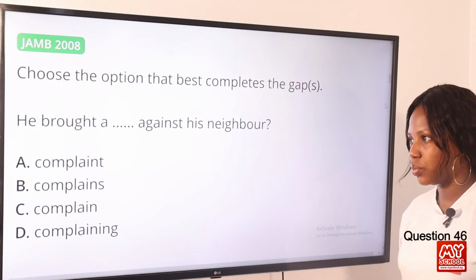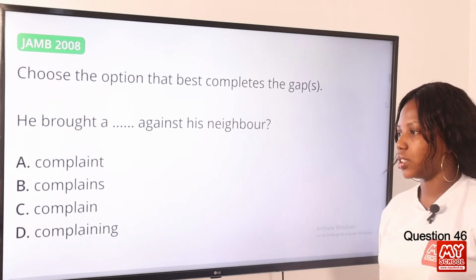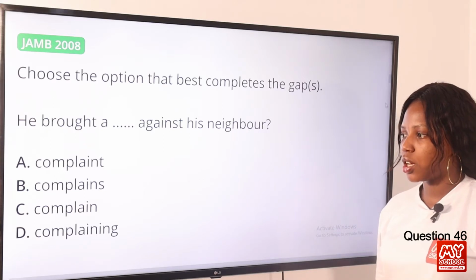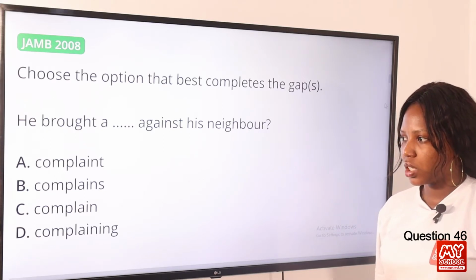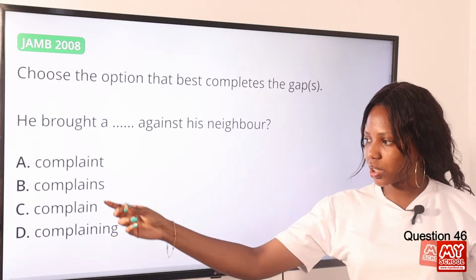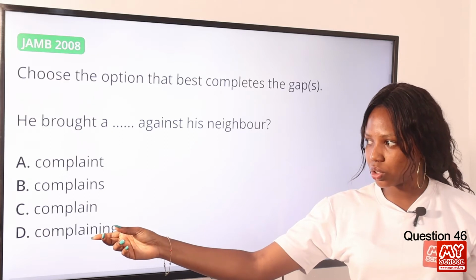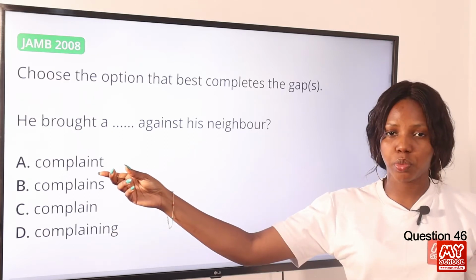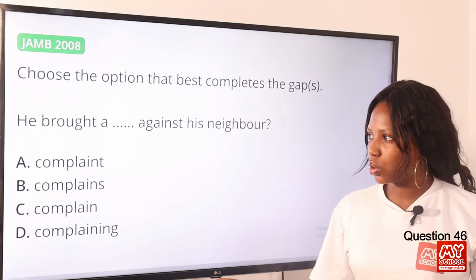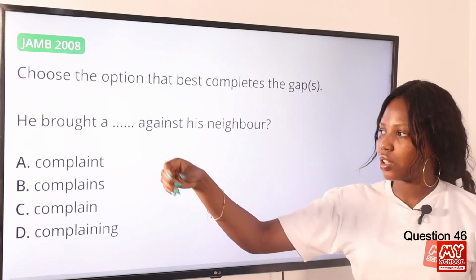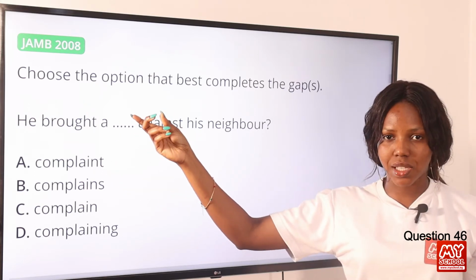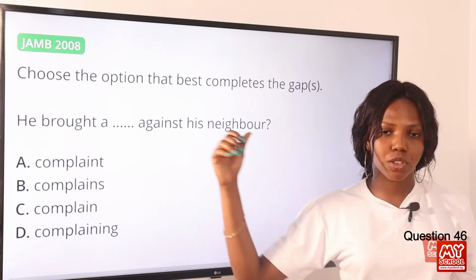Question 46. He brought a dash against his neighbor. Option A, complaints. Option B, complains. Option C, complain. Option D, complaining. Now, option B, C, and D are all verbs. We have the simple present tense, we have the present tense, and we have the present continuous tense. But option A is a noun, complaint. And a complaint is a statement that something is unacceptable. So he brought something. He brought a complaint. So a noun will perfectly fit into this context of the sentence, and so it is the best answer to this question.